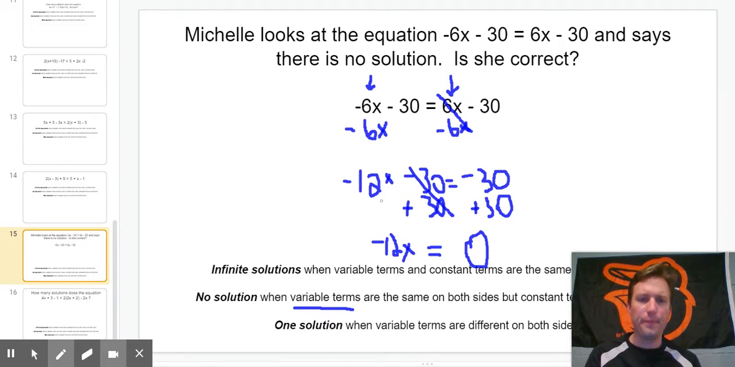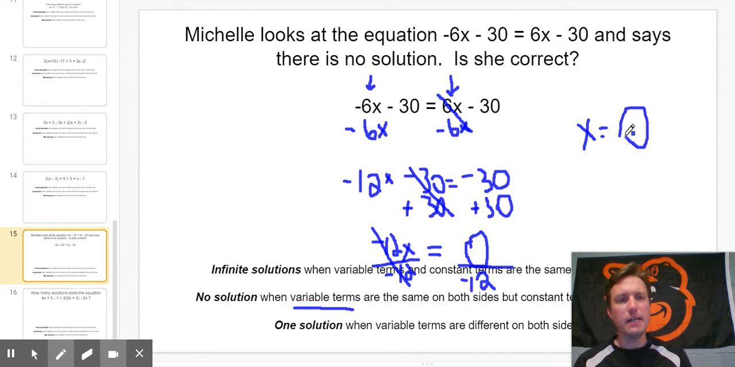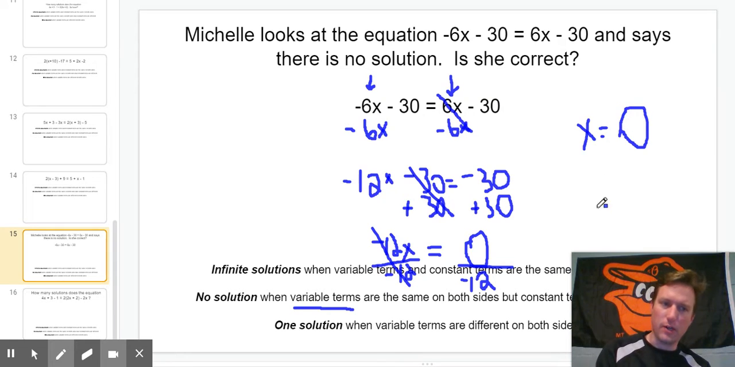But again, I want to try to get my x all by itself. How do you do that? Well, I'm going to divide by negative 12. I'm going to divide this side by negative 12. What is 0 divided by negative 12? Well, 0 divided by negative 12 would give you, that's right, 0. So the solution would be 0.